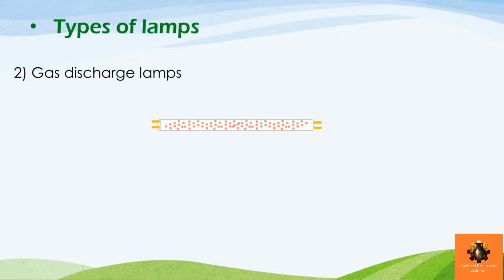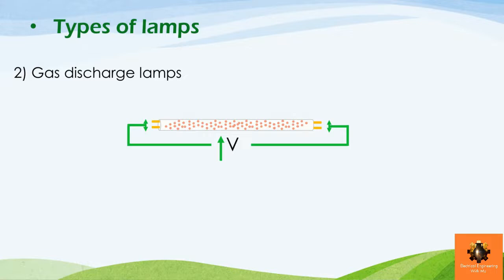It contains neon gas inside it, and when an electric power source is applied to the lamp terminals, there will be a voltage applied through the lamp. So this voltage will give the neon gas particles a great amount of energy, and this energy will make the neon gas particles accelerate and move inside the lamp.